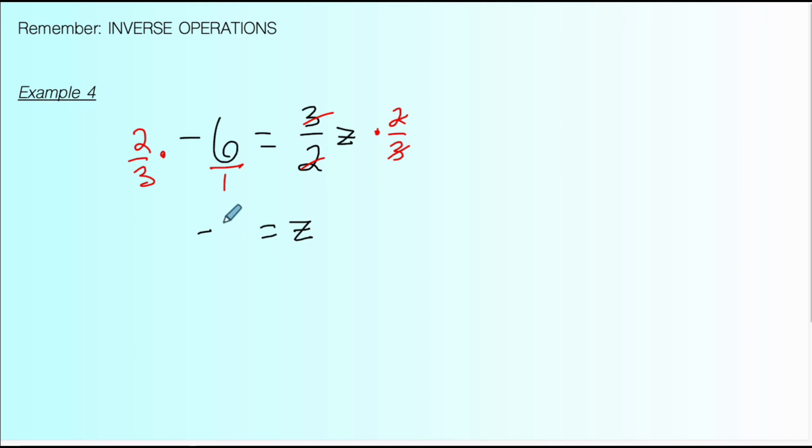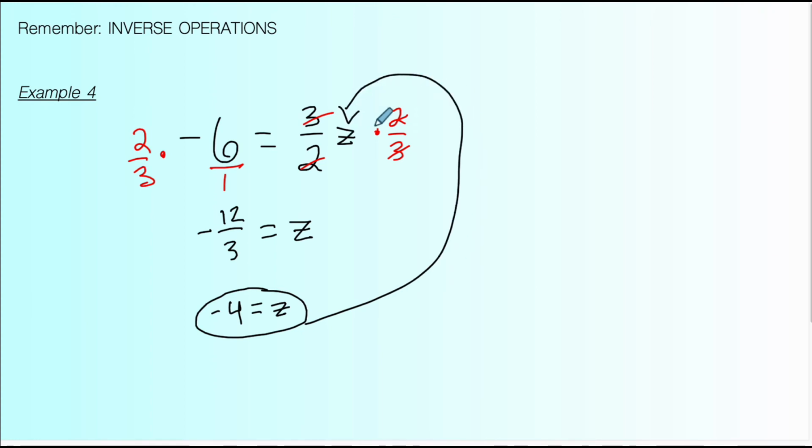And 6 times 2 is 12, and 3 times 1 is 3. So I've got negative 12/3, which is the same thing as negative 4 if we reduced the fraction to simplest form. So final answer, best possible answer, is z is equal to negative 4. If you want, plug that back in to the original problem and double check. If z equals negative 4, 3 times negative 4 is 12 over 2, which is negative 6. So it definitely checks out.